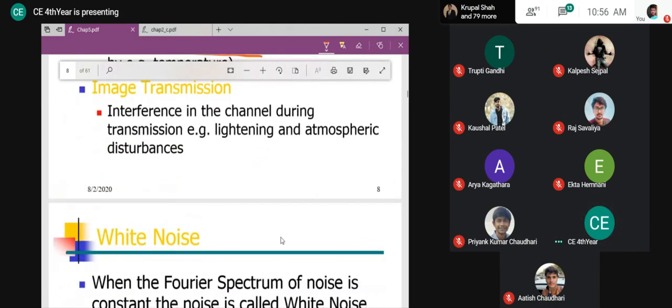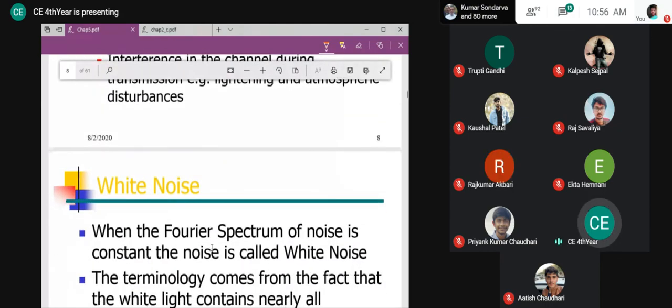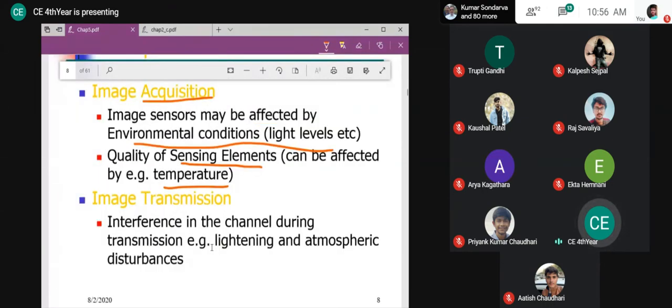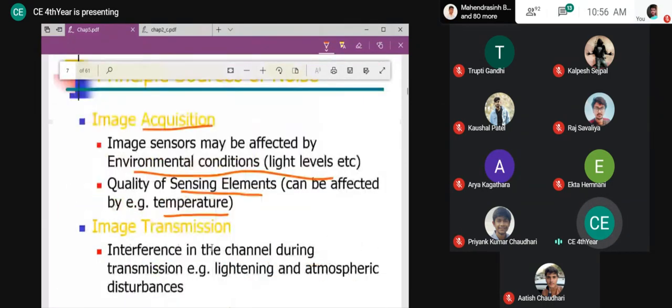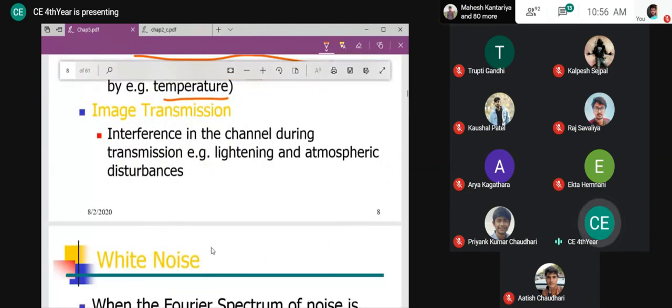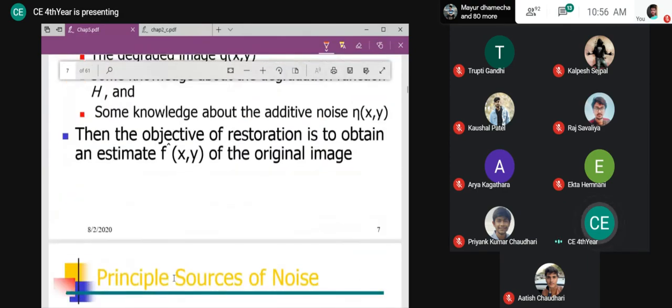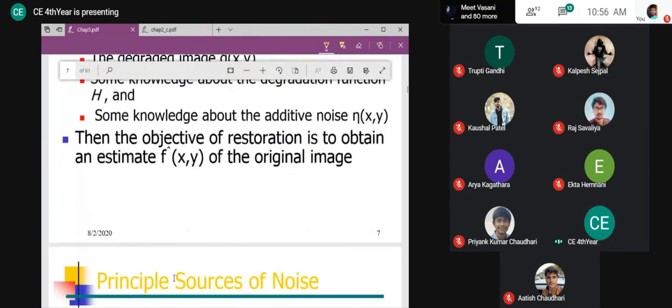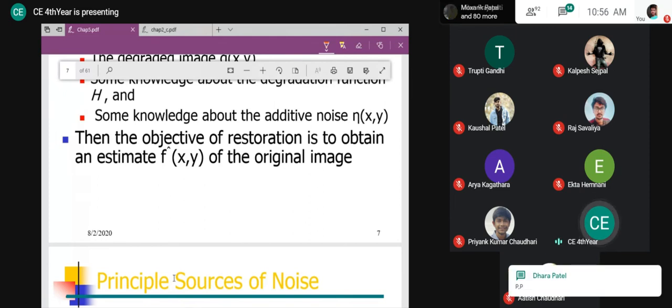Okay. Now, noise may have two types of properties: spatial properties and frequency properties. Spatial properties are like their statistic values, their real-time values, the actual values of your noise, the amount of noise, how much noise is added, how many voltages are added. That is known as the spatial property of the noise.